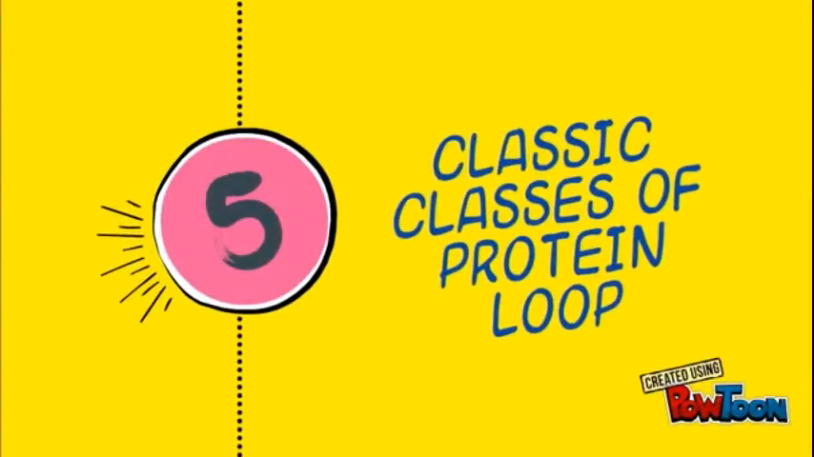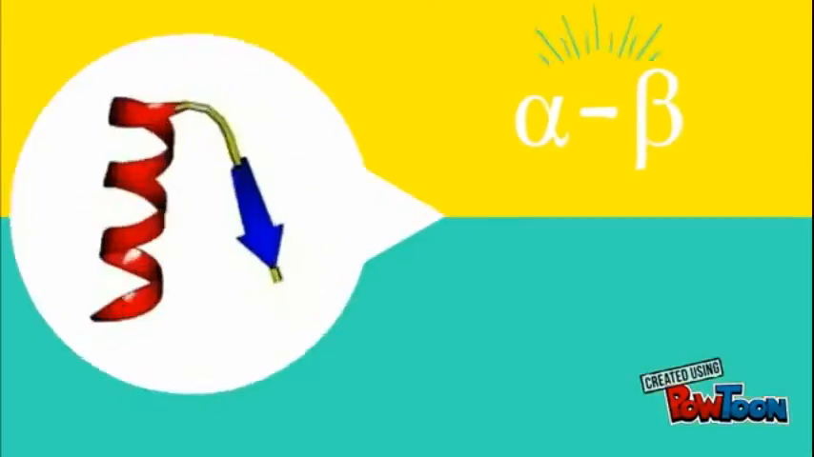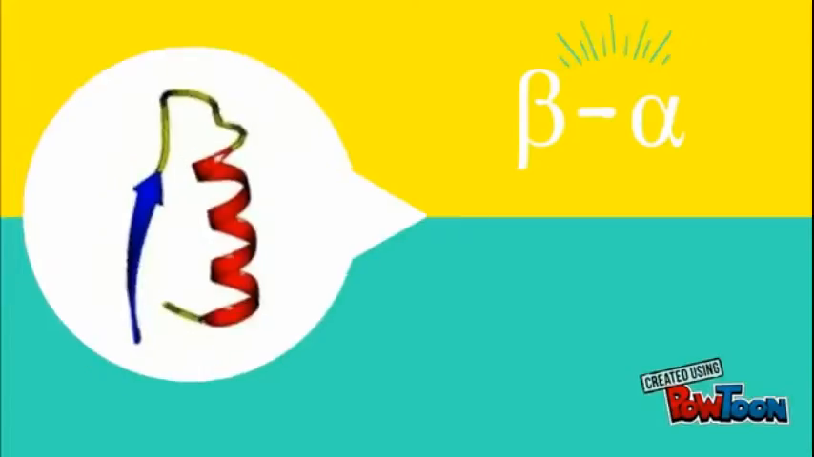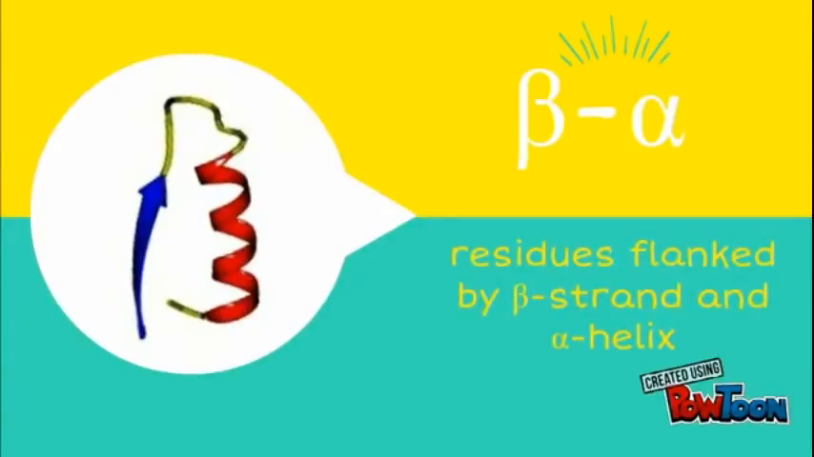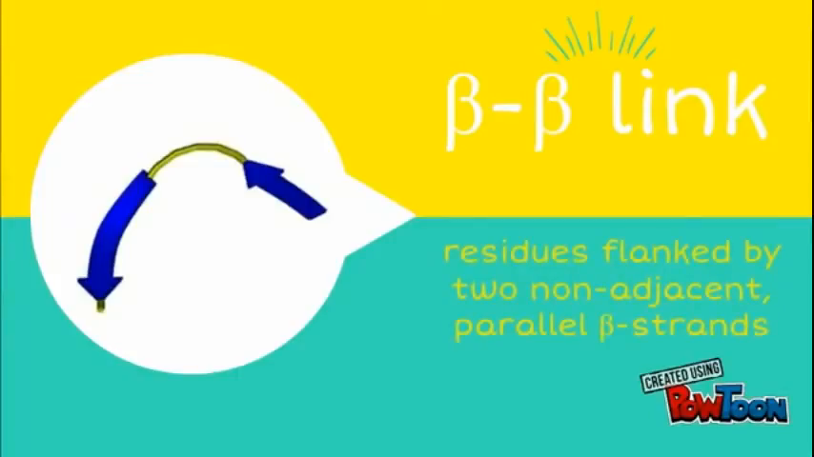There are 5 most well-documented classes of protein loops. These classifications are designated based on the secondary structure these loops attach to. These classes can be further divided into many subclasses depending on their geometry. The alpha-alpha loop refers to those flanked by 2 alpha helices. The alpha-beta loop stems from an alpha helix and connects to a beta strand. The beta-alpha loop, on the other hand, is assigned to a loop connecting a beta strand and an alpha helix. The beta-beta link refers to 2 parallel, but non-adjacent beta strands.